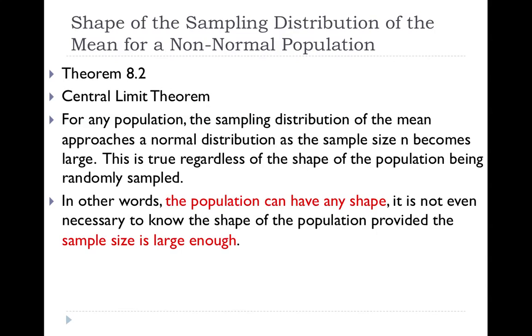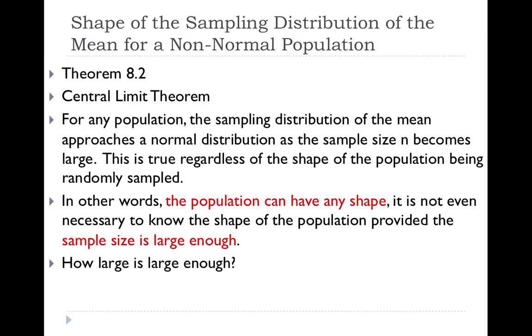So in other words, the population can have any shape. So it doesn't even necessarily have to be a shape that's known, as long as the sample size being used to sample from that population is big enough. And if it's big enough, then the sampling distribution of the mean will be a normal distribution. And when things are normal, you can apply normal CDF and inverse norm and all the principles of a normal distribution. So the question is now, how large is large enough?